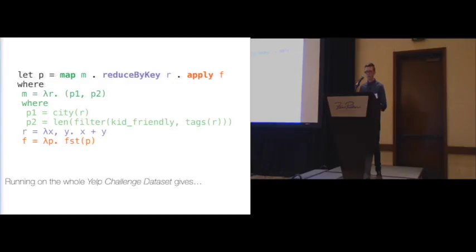And in doing so, we decided to run this on the whole Yelp challenge data set to ensure that it would actually scale up appropriately. And we did get the expected data parallel performance, but we did not get an answer that we expected. It turns out that the most kid-friendly city in the Yelp challenge data set is actually Las Vegas, which is not what I expect when I think of kid-friendly cities.